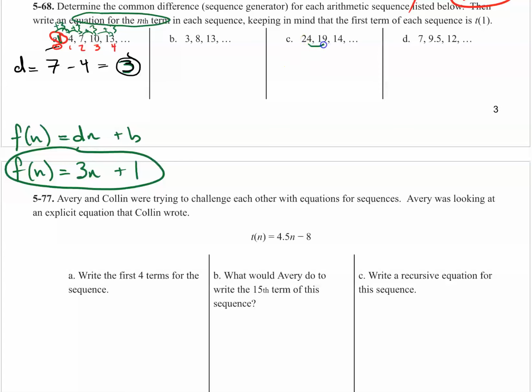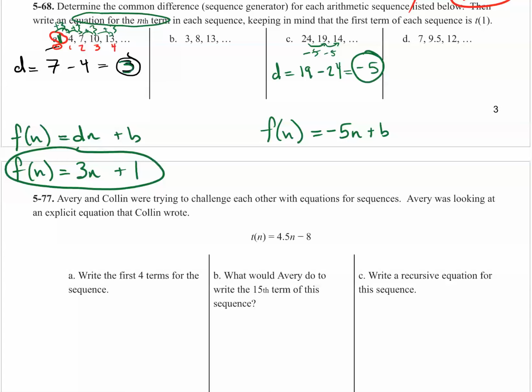Okay, how much is this sequence going down by? 24 minus 5 is 19, and 19 minus 5 is 14. Another way to get that number, minus 5, is to take the second term and subtract the first term, 19 minus 24. And that's equal to negative 5. So we write our sequence, f of n equals negative 5n plus b.